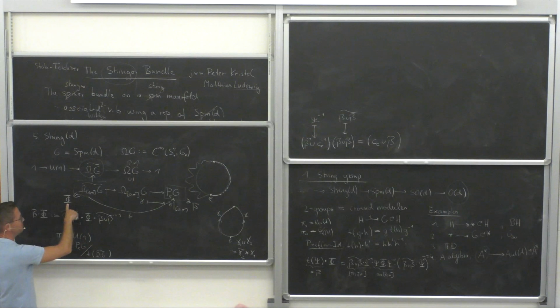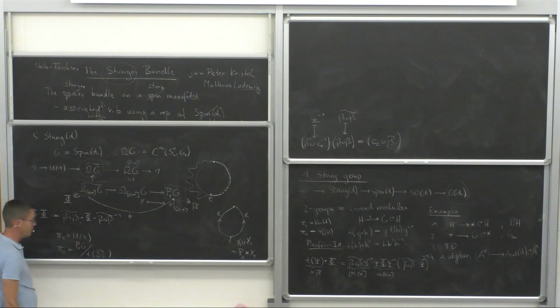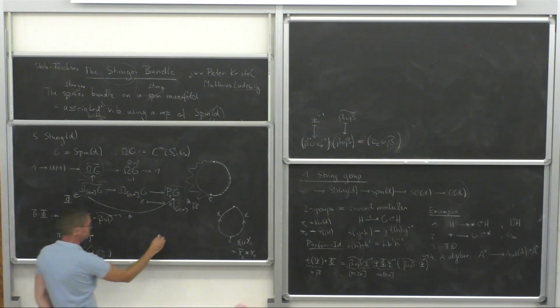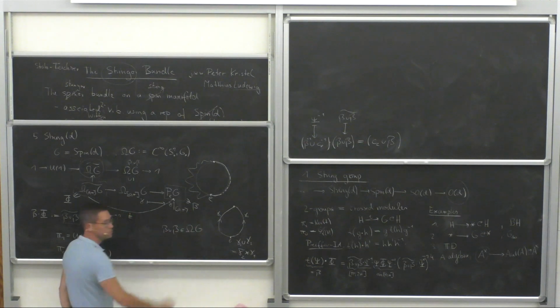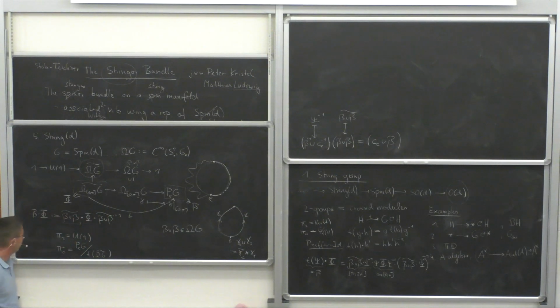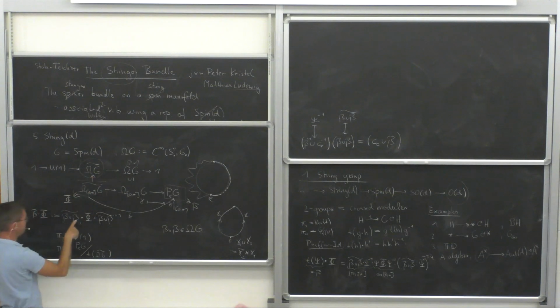So capital Phi was by definition an element here, so it's an element in this group. Phi is an element in this group. That's how I assumed it. Okay? So beta is a loop in G. And then beta tilde is a lift to here. So beta tilde is also an element here, and then I can multiply.